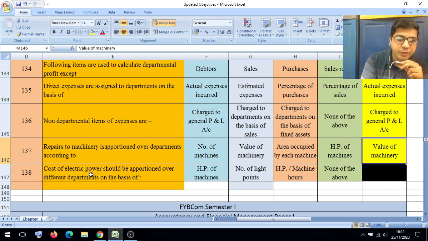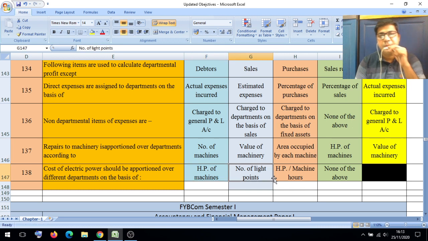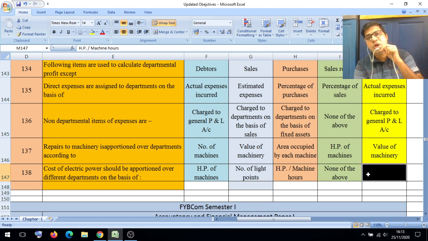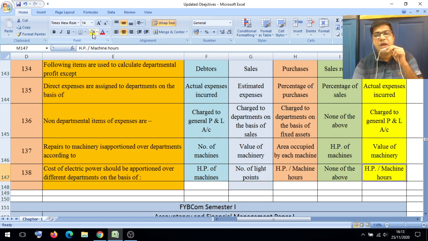Cost of electric power should be apportioned over different departments on the basis of hire purchase of the machinery, number of light points, hire purchase and machine hours, none of the above. Answer is hire purchase or machine hours.